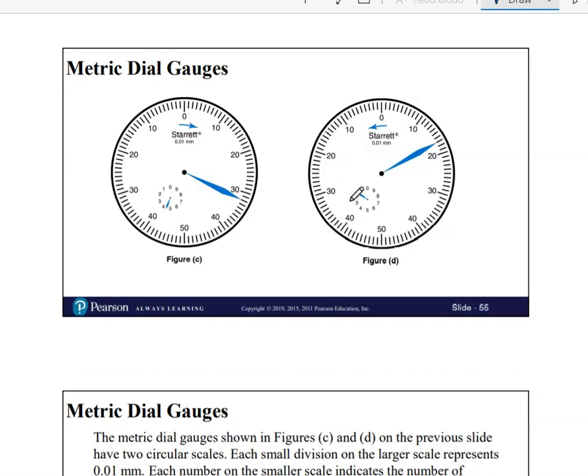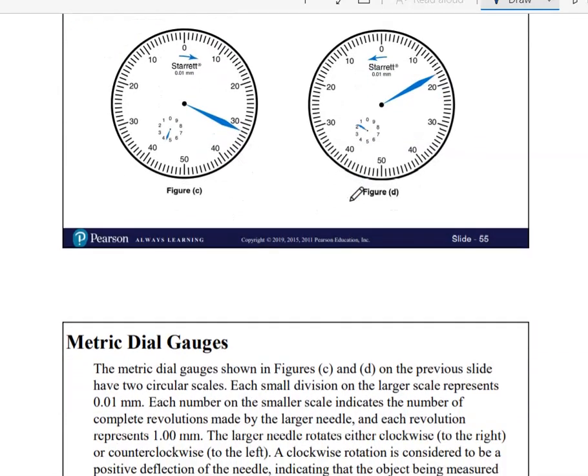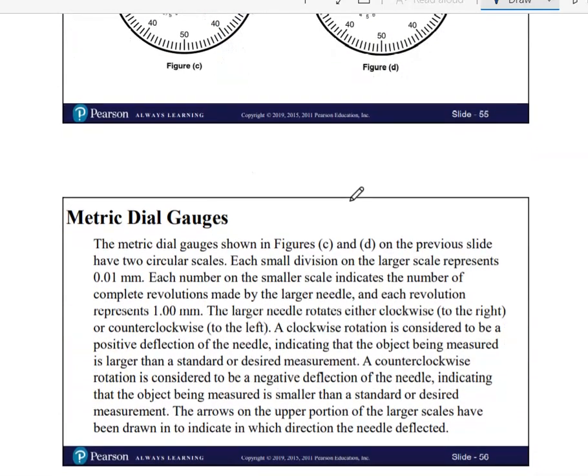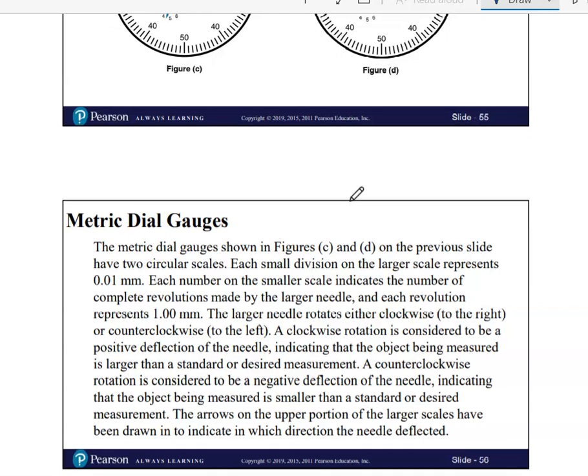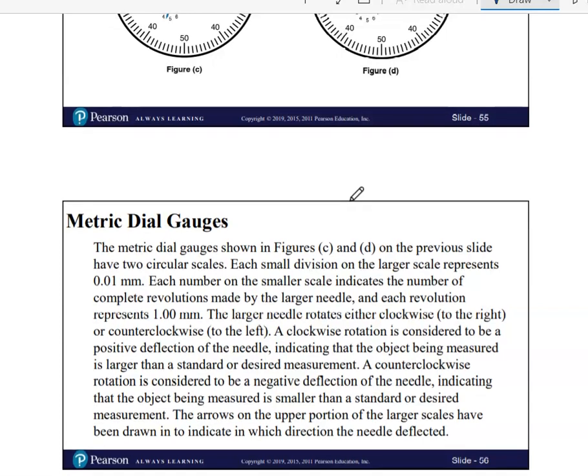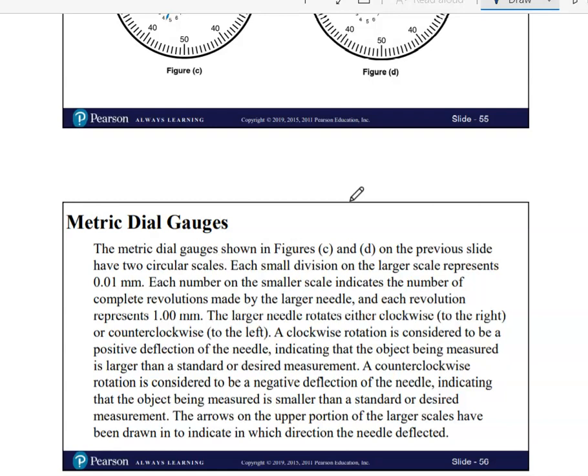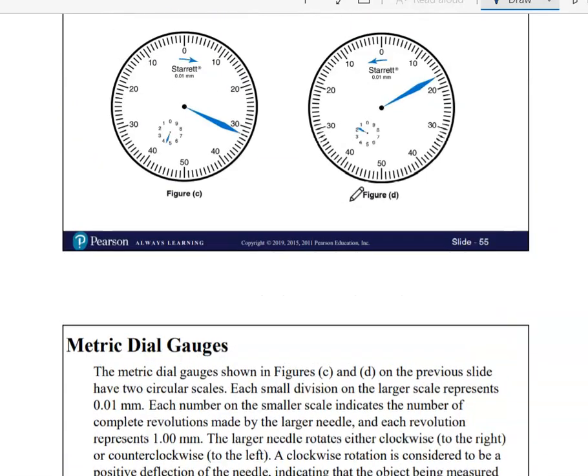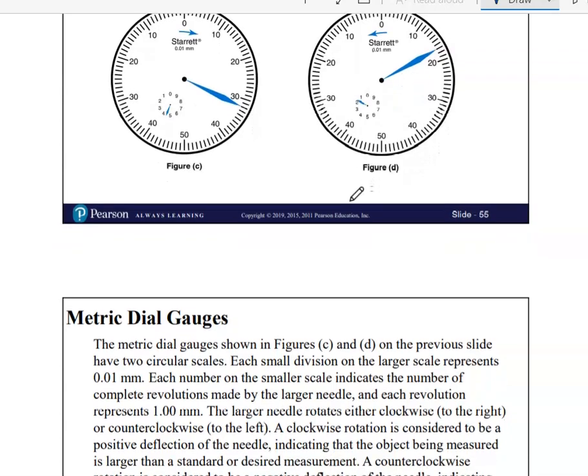dial gauges. Okay, metric dial gauges shown in figures C and D on the previous slide have two circular scales. Each small division on the larger scale represents 0.01 millimeters. Each number on the smaller scale indicates the number of complete revolutions made by the larger needle, and each revolution represents 1 millimeter. The larger needle rotates either clockwise or counterclockwise.